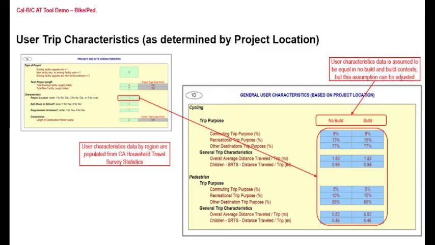So if you're doing a Tiger or an Infra grant application, you turn it off, and every one of these percentages here that are recreational trips, those benefits just get ignored, because that's what you need to do for a federal grant application. In California, we are including the recreational trips.